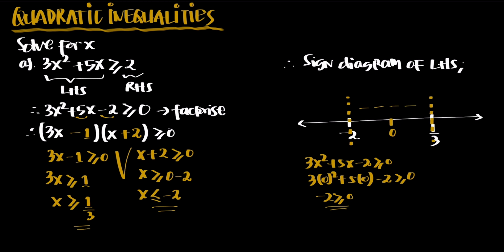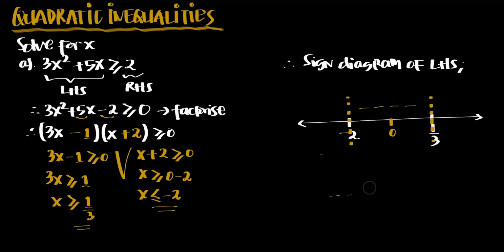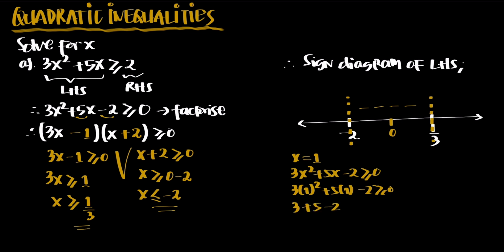Now you do the same for the area bigger than 1/3. Let's say that we use 1. So when x equals 1, is 3x squared plus 5x minus 2 ≥ 0? So 3 times 1 squared plus 5 times 1 minus 2. So this is 3 plus 5 minus 2, which is 6 ≥ 0. Of course, that is positive.